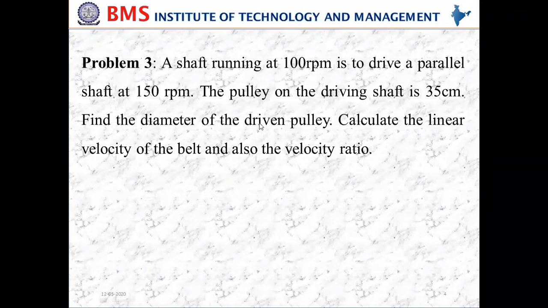And find the diameter of the driven pulley. So use the equation of velocity ratio: N2 by N1 is equal to D1 by D2. Based on that equation, we can find out the diameter of the driven pulley. Then we can find out the linear velocity of the belt, that is V is equal to pi dn by 60. You can use pi into d1 n1 by 60, or you can use pi into d2 into n2 by 60. You can use both of these equations, and find out the velocity of the belt and the velocity ratio.